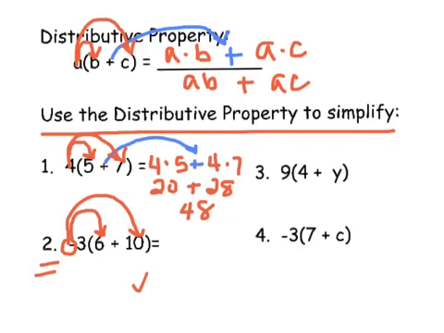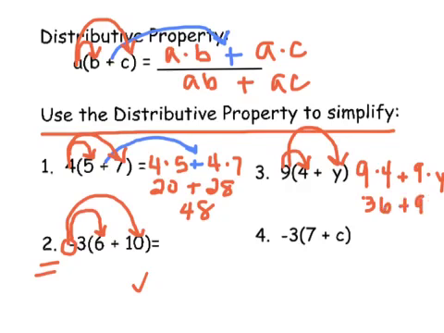Okay, now 3. Let's look at 3. The 9 is going to be nosy. I'm going to distribute it to the 4. So I can say 9 times 4. Bring that plus sign over. And then the 9 is going to be nosy and multiply by the y. So I'm going to do 9 times y. So I get 36 plus 9y. Now, can I do anything else? Can I simplify this anymore? Absolutely not. So that is your final answer.